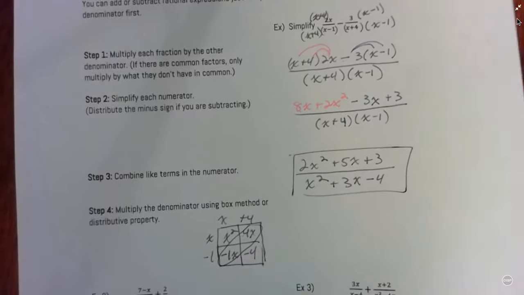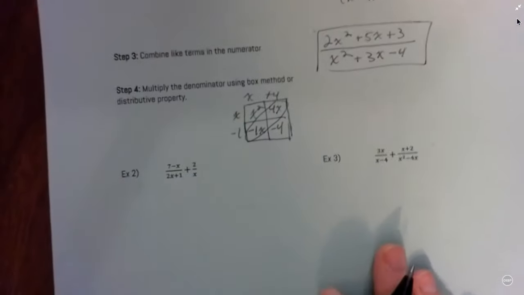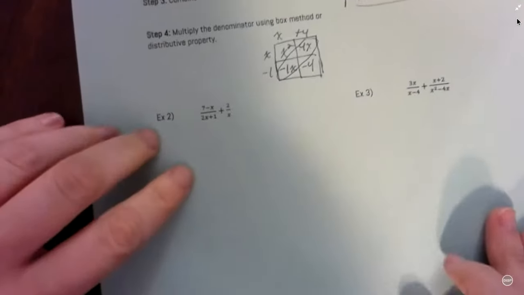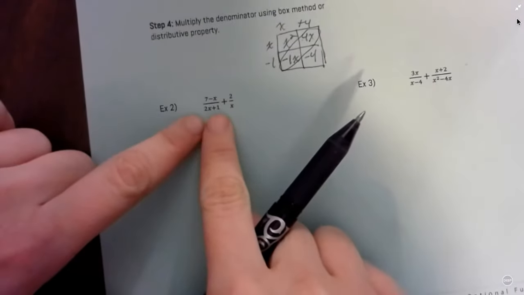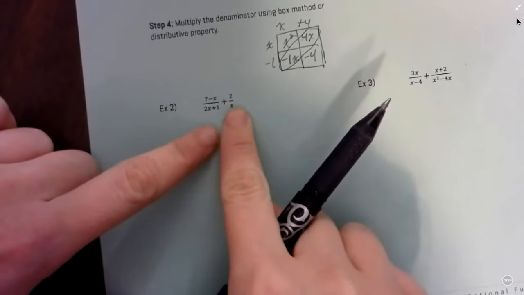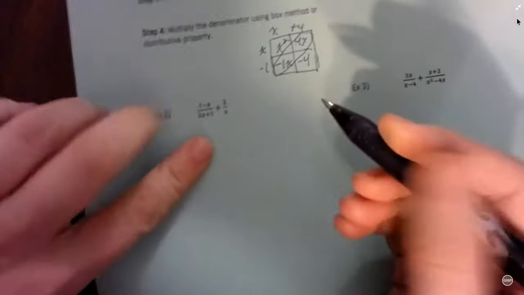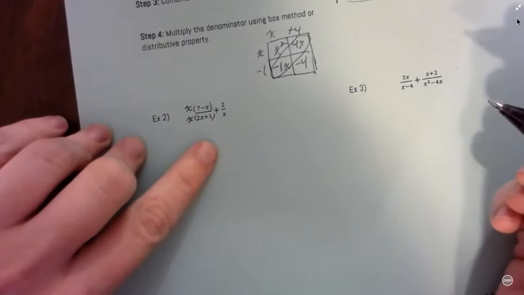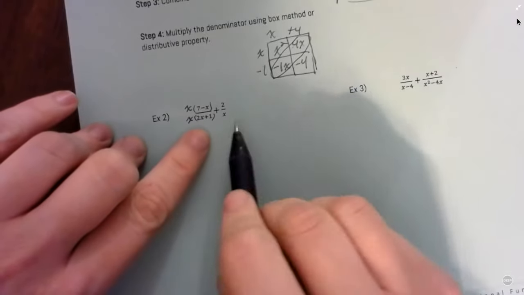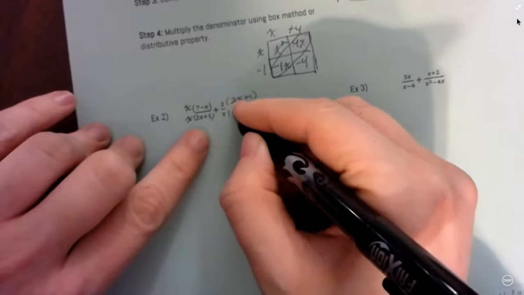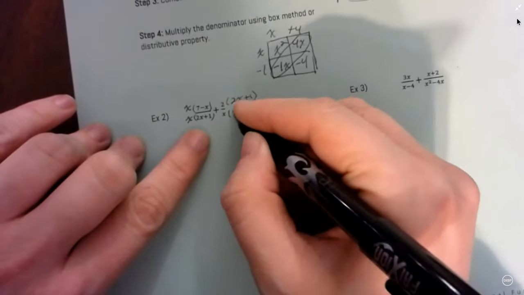Okay, let's try another one. There's a lot of steps there. There's kind of a lot to do. So let's try this one. Example 2. Notice my first denominator is 2x plus 1, and my second one is x. So I'm going to take this first fraction and multiply it by x on top and bottom. And then I'm going to take the second fraction and multiply it by 2x plus 1 on the top and bottom, just like this.